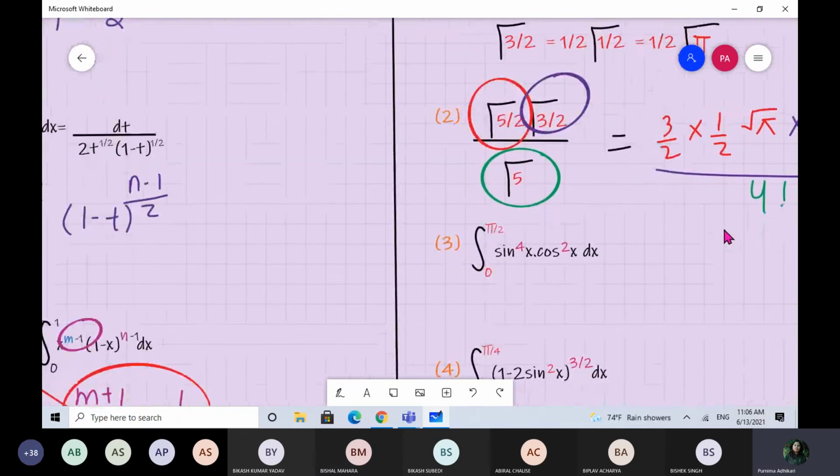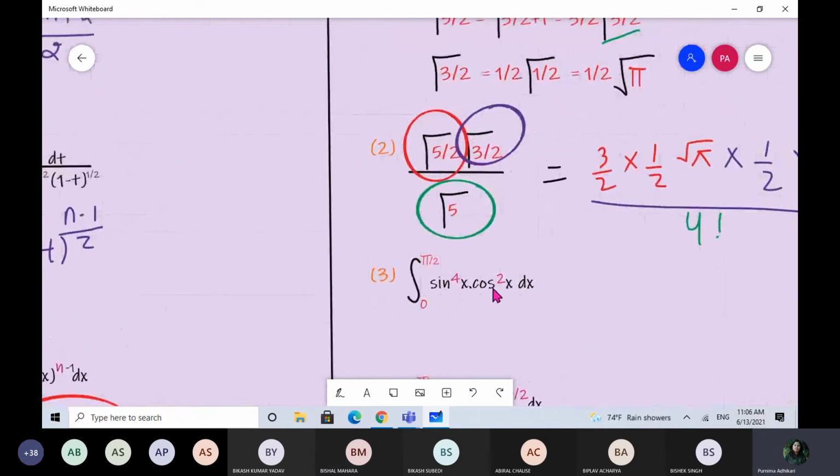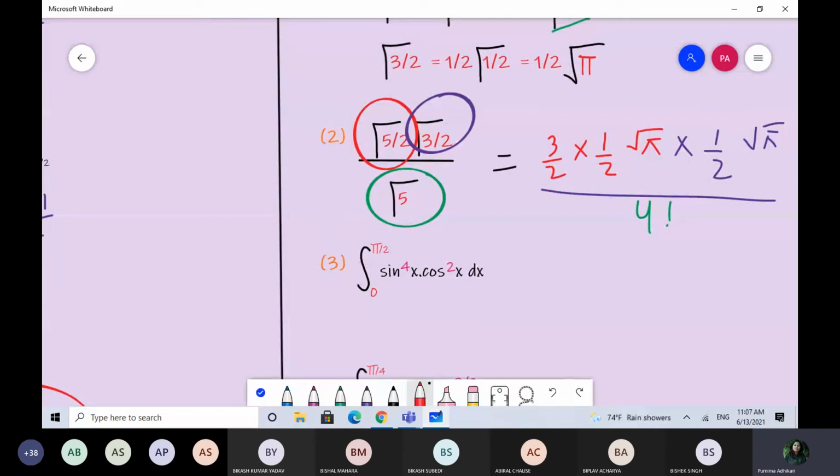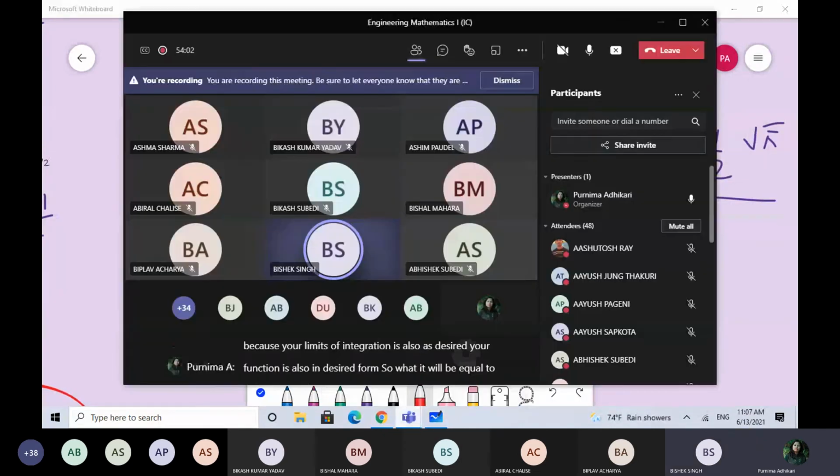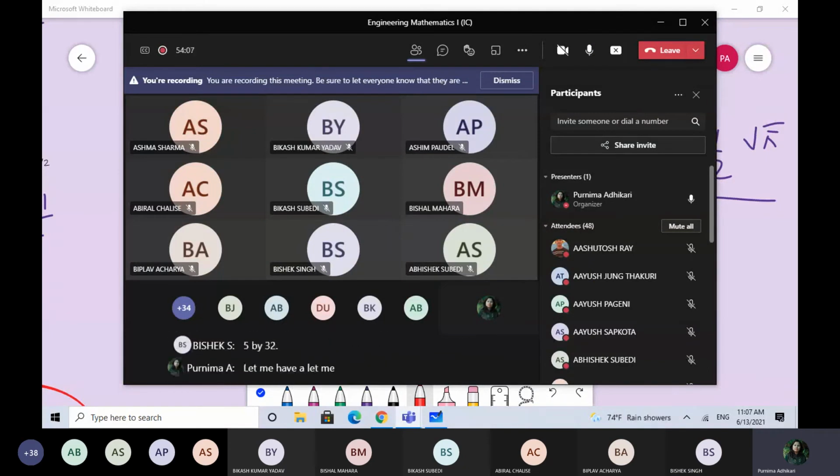So let's use that directly. हाम्रो त सीधै use हुन्छ नि, because your limits of integration are as desired and your function is also in the desired form. So what will it be equal to? Can anyone tell me? 5/32. Let me hear another name.